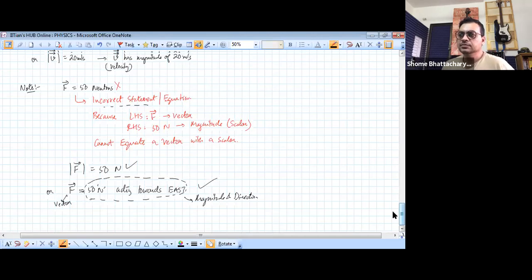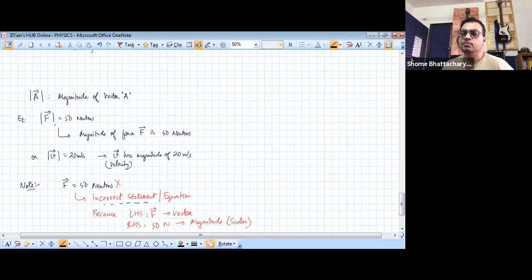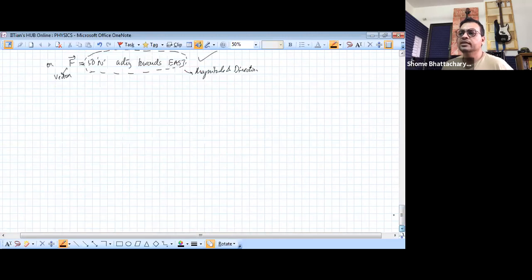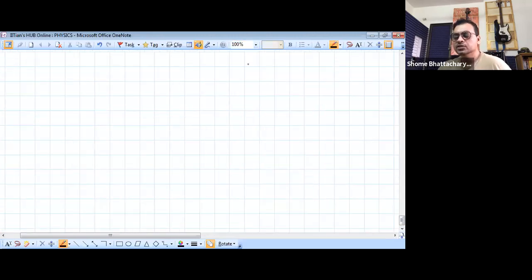Now as you can see, if I write a statement that mod F or magnitude of F is 50 newtons, this statement is correct, but again it is incomplete. It is only giving me magnitude. It is not giving me information about the direction. So next we want to see how do I write or represent a vector, in which I get information about both, I know its magnitude as well as its direction. So representation of vectors becomes the next thing.